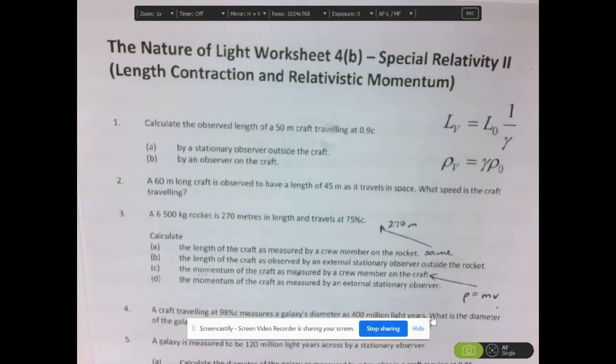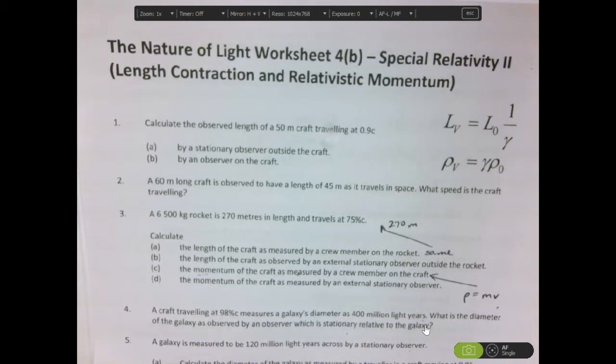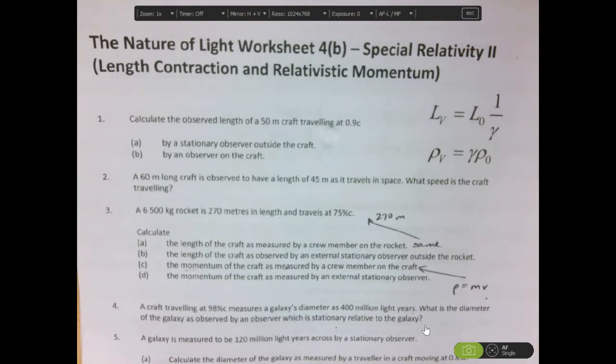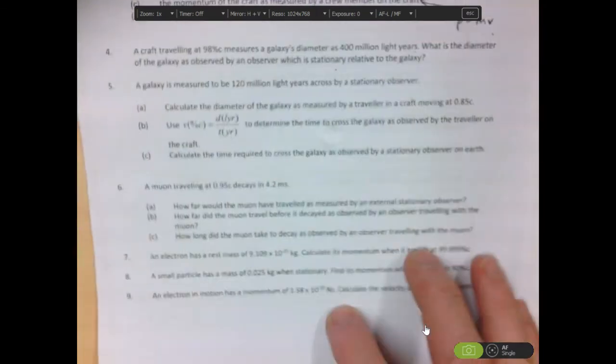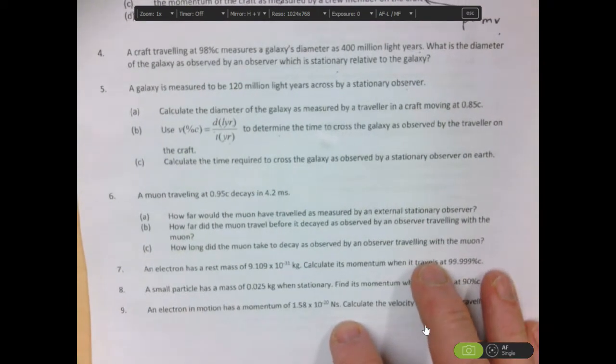Welcome back. We are about to continue on with the Nature of Light worksheet 4B, which we're looking at length contraction and relativistic momentum. In the previous videos, we have done questions 1 through to 5. We're now going to focus in on questions 6 through to 9. So let's have a look at question 6.